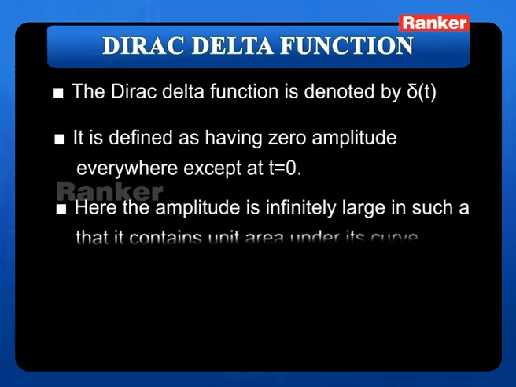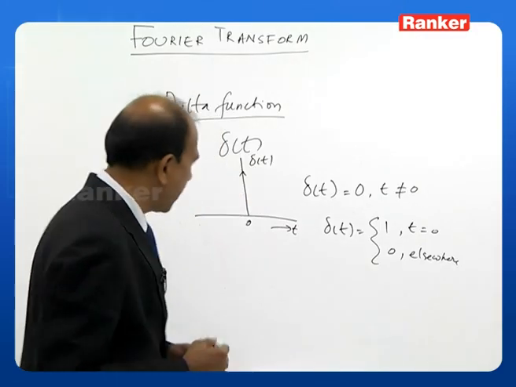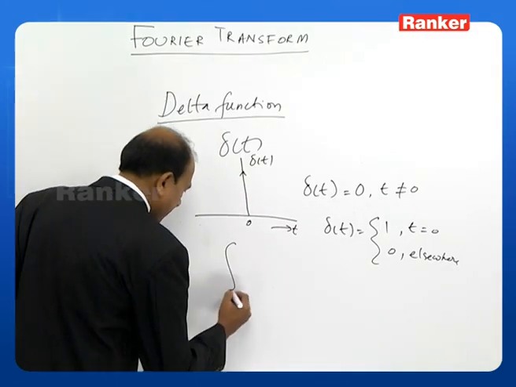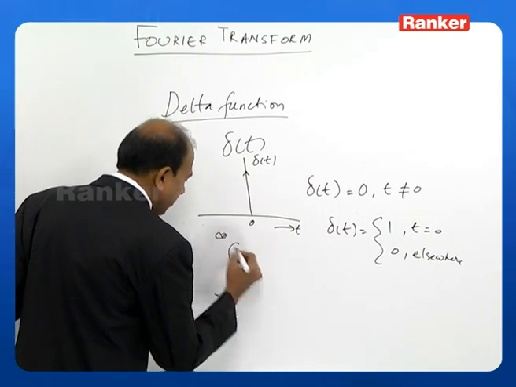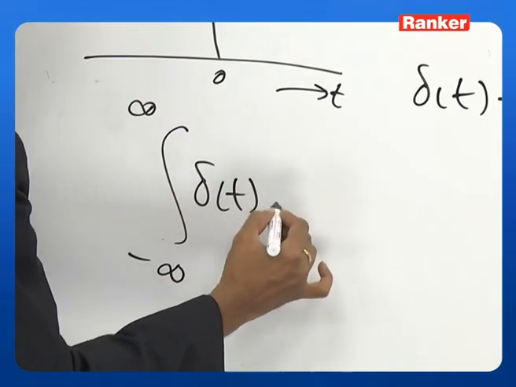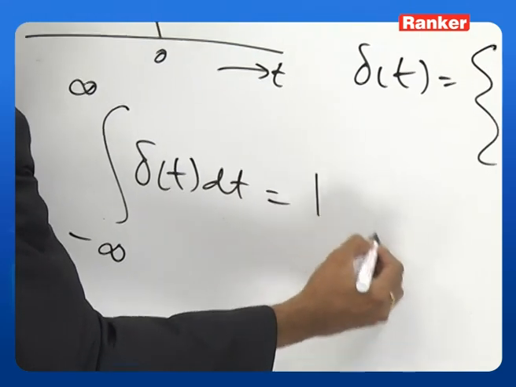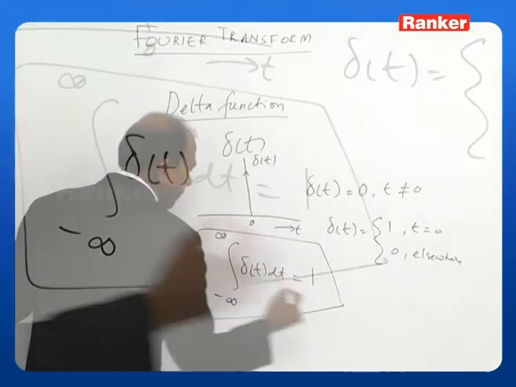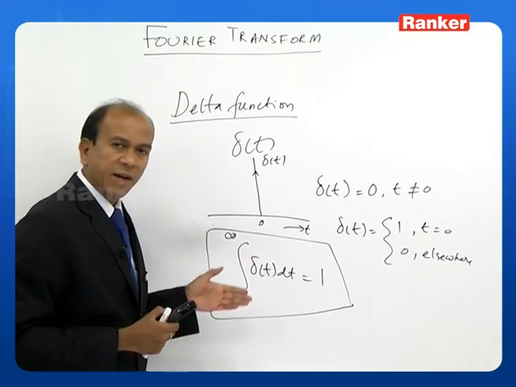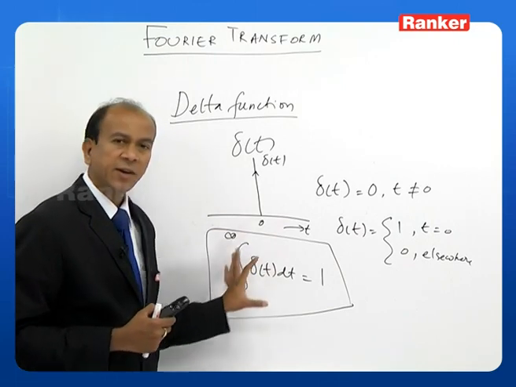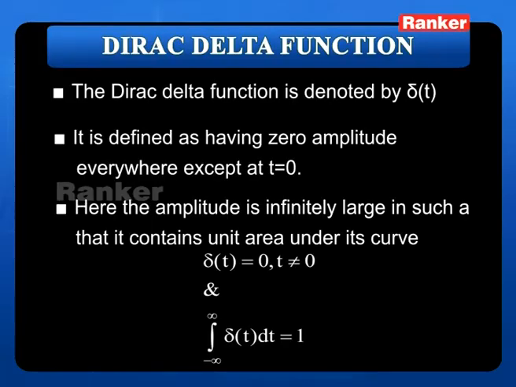Then the amplitude is infinitely large such that it contains unit area under its curve. That means when I integrate delta of t dt from minus infinity to plus infinity, this is equal to 1. That is, when I integrate between minus infinity and plus infinity, we are calculating the area under the curve. So we have to get this one. This is possible only if this amplitude is infinite.